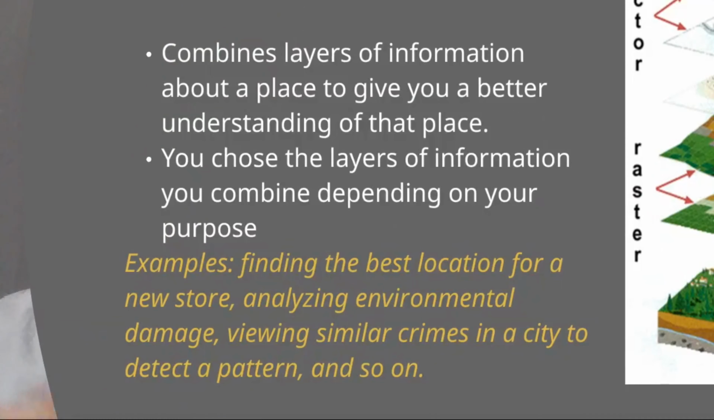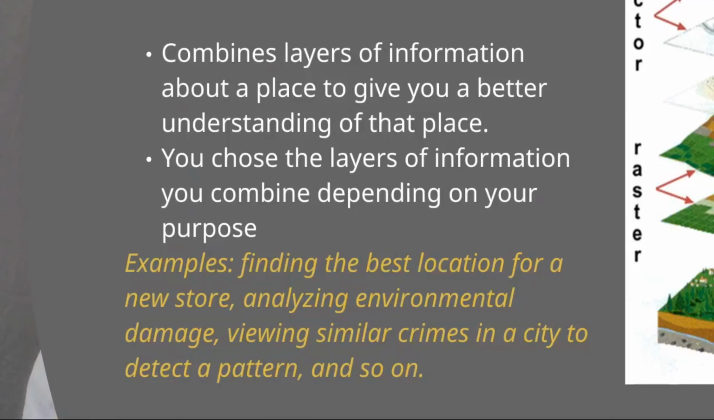So the GIS combines layers of information about a place to help you understand that place better. And you choose the layers of information depending on what your purpose is. So let's say you're trying to open a new store. You may look at a road map with customers and then the best way that people drive to it to decide where to put your new store.